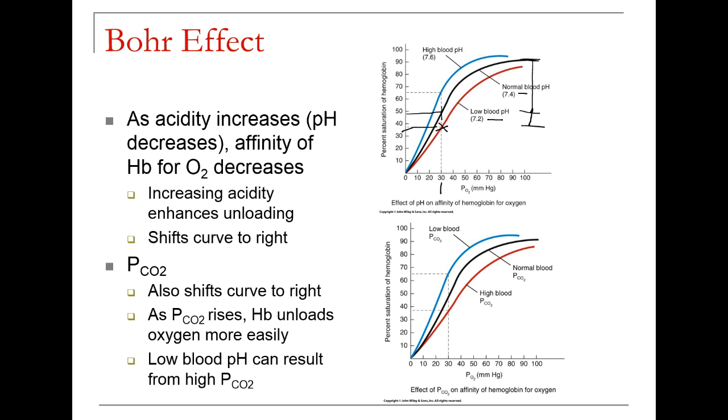When your cells are very metabolically active and the pH is a little lower because it's been having to rely on anaerobic cellular respiration, you can physically deliver even more oxygen to the tissues because the acidity will change the hemoglobin slightly as well. Now let's look at the effect of a change in the partial pressure of carbon dioxide.